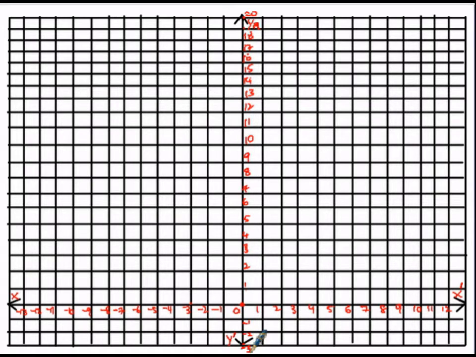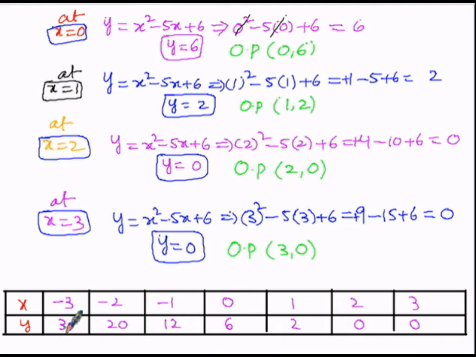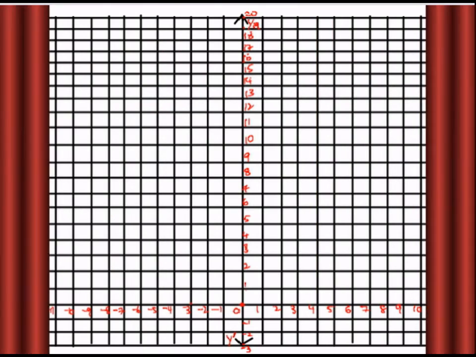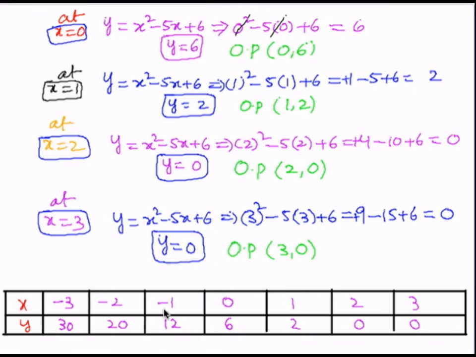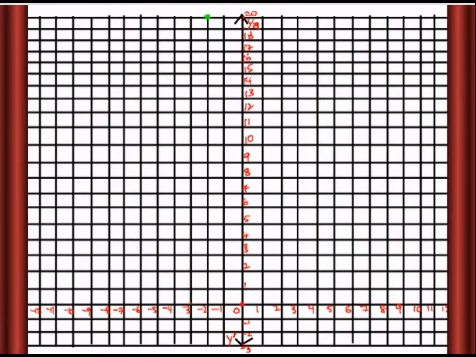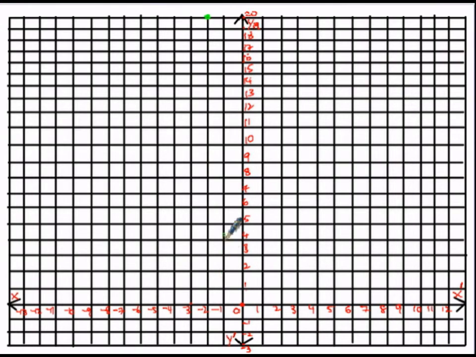Now we are going to plot the ordered pairs. As per the ordered pairs in tabular form, -3, 30, but 30 is invisible on the y-axis. So here we can plot -2, 20: -2 on the x-axis, 20 on the y-axis will lie here. The next ordered pair is -1, 12, where -1 is on the x-axis and 12 on the y-axis. So here that 12 lies.